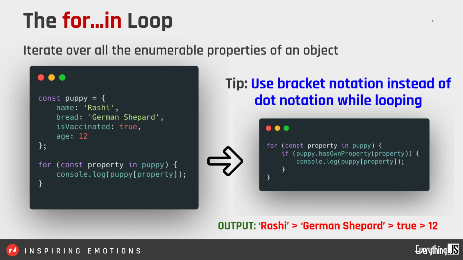In the console log, we have the puppy object, and you can access an object value by a string with this notation. We are simply using the puppy object with square brackets, saying give me the property value of this particular property, which is name, breed. Likewise, it will go through all of these and log them to the console.